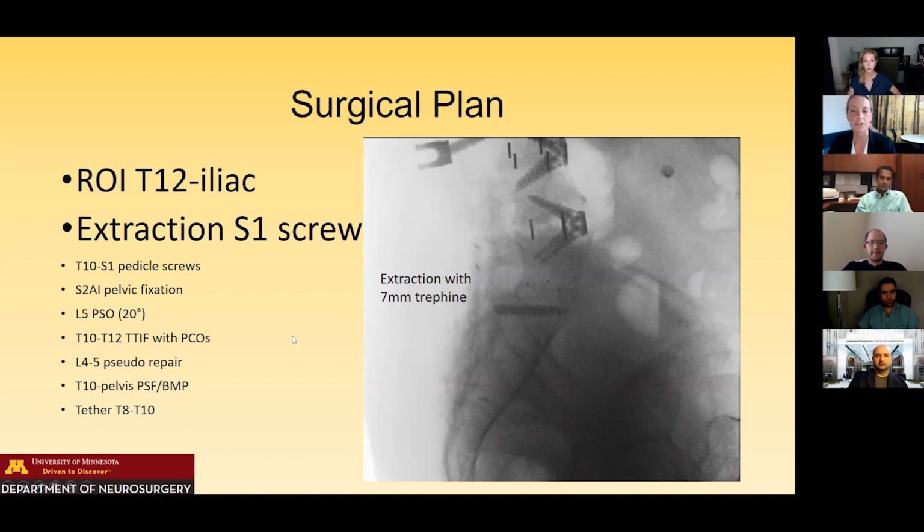So just wanted to mention that briefly. And you can see with the instrumentation that she had out in this intraoperative view here, the corridor that we're starting to see open up through which we can do our 3-column osteotomy through the anterior instrumentation.